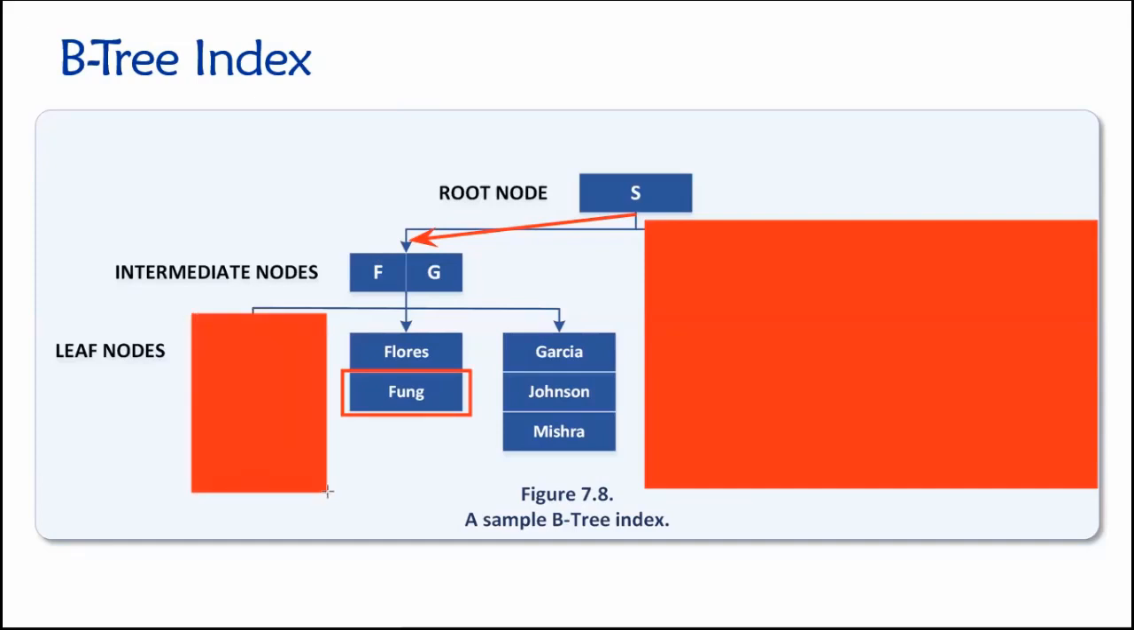I'm able to eliminate this. Okay, so now I know the answer must be here. So we then ask a third question. Is what we're looking for less than G? Yes, that's our third operation. Okay, so now we know that we have to follow this path.